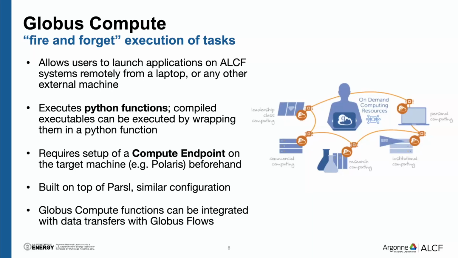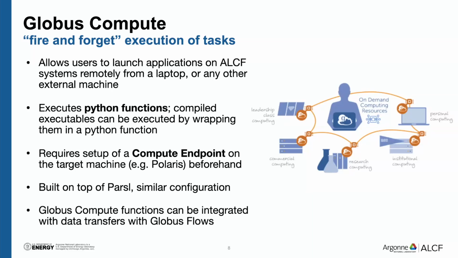You will send these functions through the Globus service to a process running on the target machine. That process is called a compute endpoint. And to run tasks through Globus Compute, it requires the user to set up a compute endpoint on, say, Polaris, or in the future, maybe Aurora. We'll be looking at how this is done.